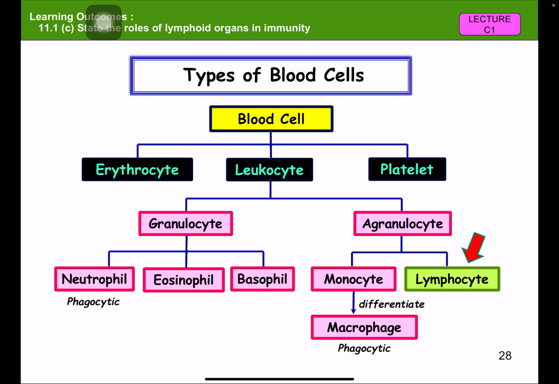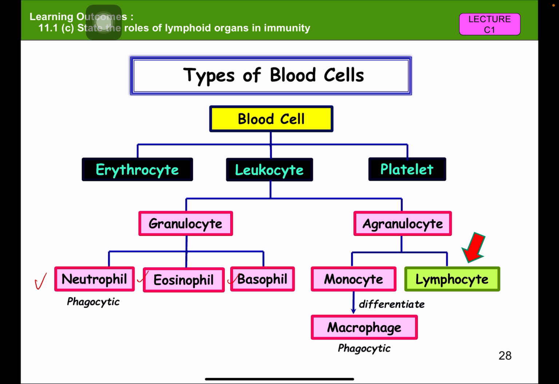So we have two types of leukocyte based on the constituency of the granules. The ones that have granules, we call them granulocytes, and the ones that do not have granules, we call them agranulocytes. The granulocytes are the phagocytic cells, comprising the neutrophil, eosinophil, and also the basophil. Whereas for the agranulocytes, we have the monocyte and the lymphocytes.